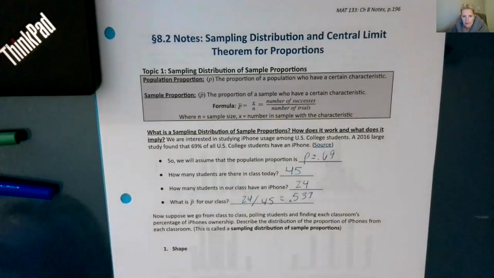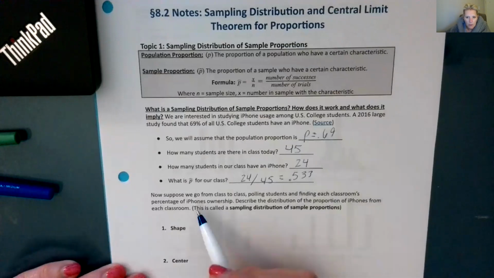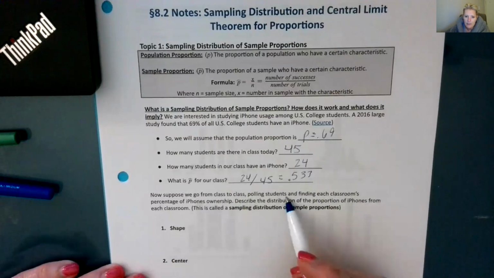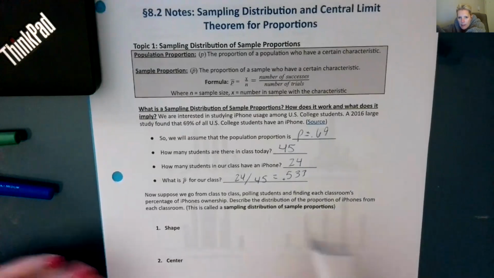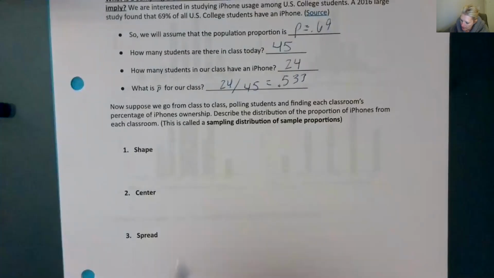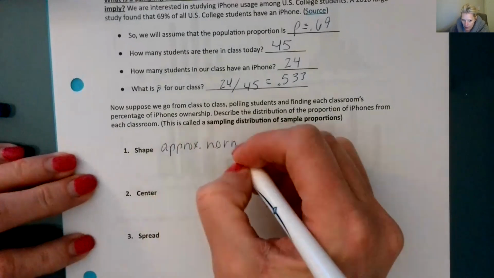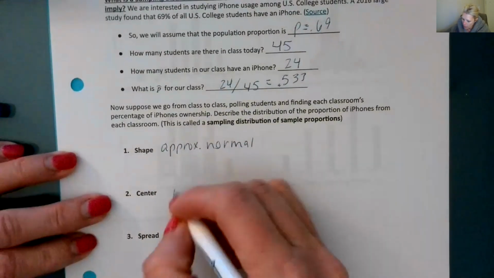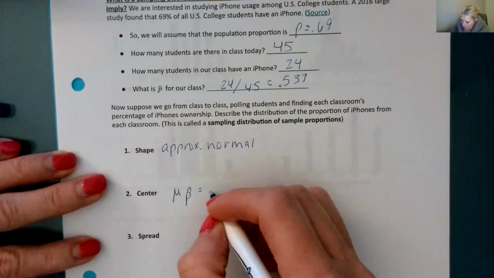Now, suppose we go from class to class, polling students and finding each classroom's percentage of iPhone ownership. Describe the distribution of the proportion of iPhones from each classroom. This is called a sampling distribution of sample proportions, just like we did with the example in class with the exam scores of the different sizes of samples from my other class. So we said the shape should be approximately normal, and the average of the sample proportions should be about the proportion from the population, which should be about 0.69.